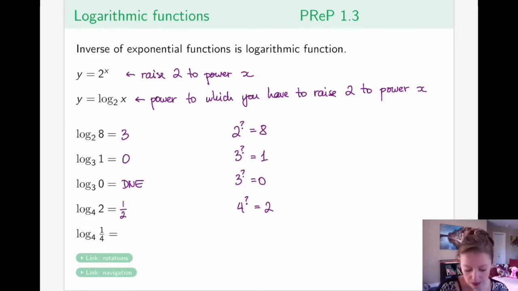And then finally here, to which power did I have to raise 4 to get a quarter? So let's write this down too. 4 to which power is equal to a quarter? Well, we notice that 4 just got flipped to be on the bottom, and that corresponds to a negative power, but 4 stayed 4, so the power here is -1.